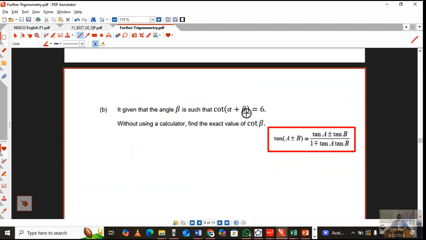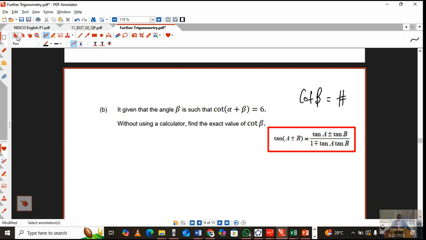It is given that angle beta is such that cotangent of alpha plus beta is equal to 6, right? Without using a calculator, find the exact value of cotangent of beta. Very important. This is exactly the same scenario that I'm going to elaborate or emphasize, that cot beta should be a number, okay? Because we're not looking for beta in this question. We are looking for cotangent of beta. What is going to be that ratio or that number, okay?